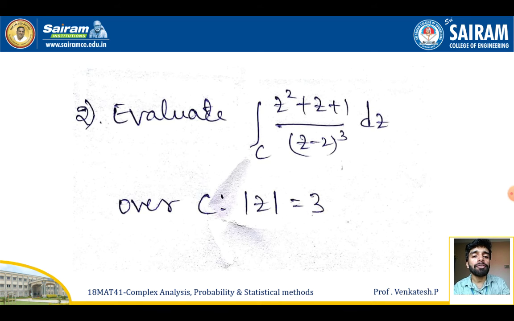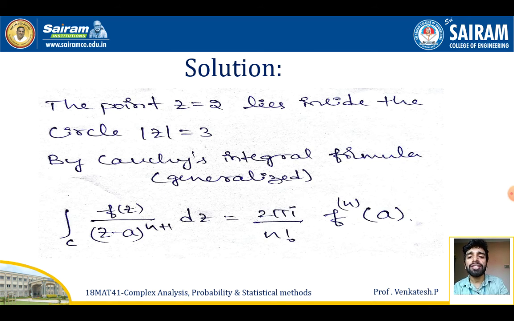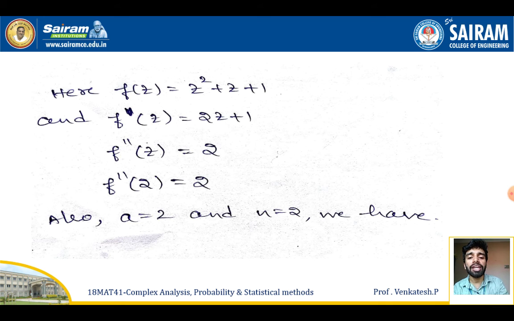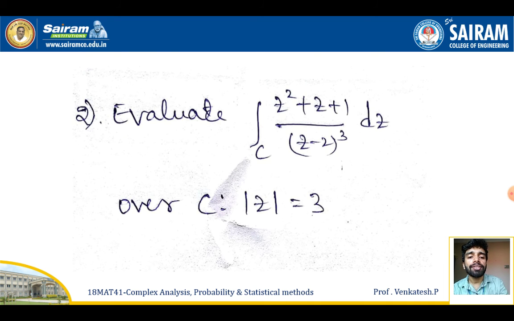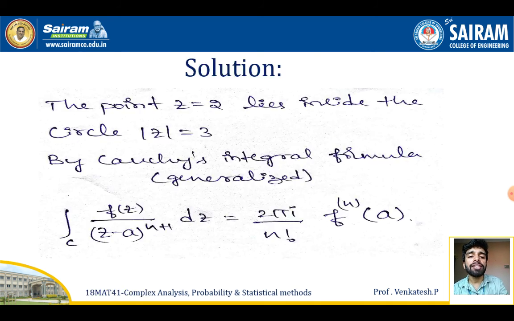Now we'll see the steps one by one. The point z is equal to 2 lies inside the circle mod z is equal to 3, like this. Since on comparing the equation we have a is equal to 2, obviously the point lies inside the circle. Therefore we can directly take the formula like this: integration over the region C, f of z by z minus a whole power n plus 1 dz is equal to 2 pi i by n factorial, f power n of a. On comparing with the actual equation, we have n is equal to 2 here. On replacing n is equal to 2 and a is equal to 2 in the formula, we'll get the equation like this.